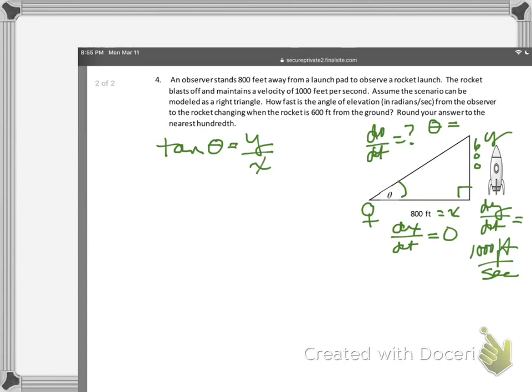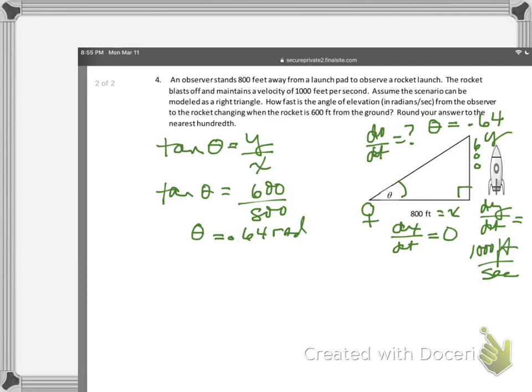I use it the first time to find the missing angle. So now I say tan of theta equals 600, that's opposite, over 800. So that's just 3/4. So when you take the inverse trig, when you say tan to the -1 of 3/4, you will get an angle that's equal to 0.64 radians. Okay, so now we have an angle, 0.64 radians.